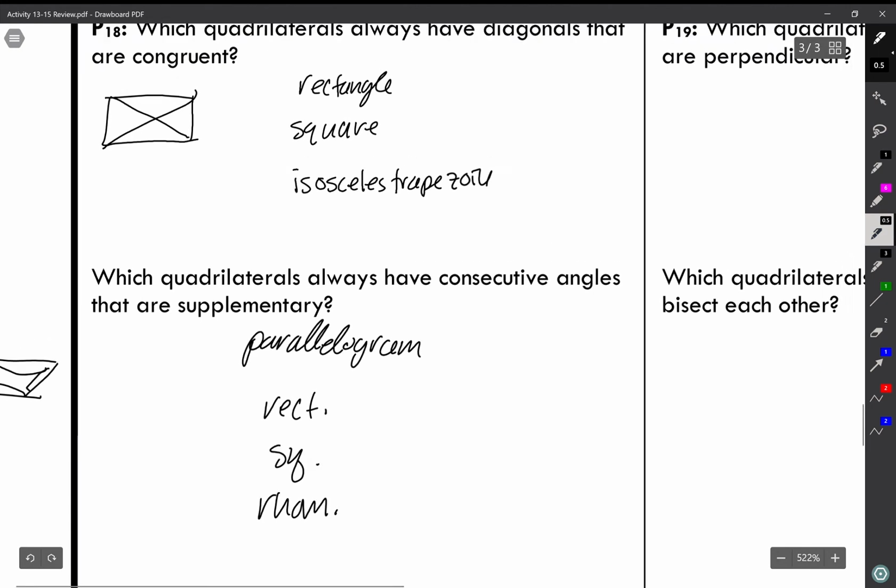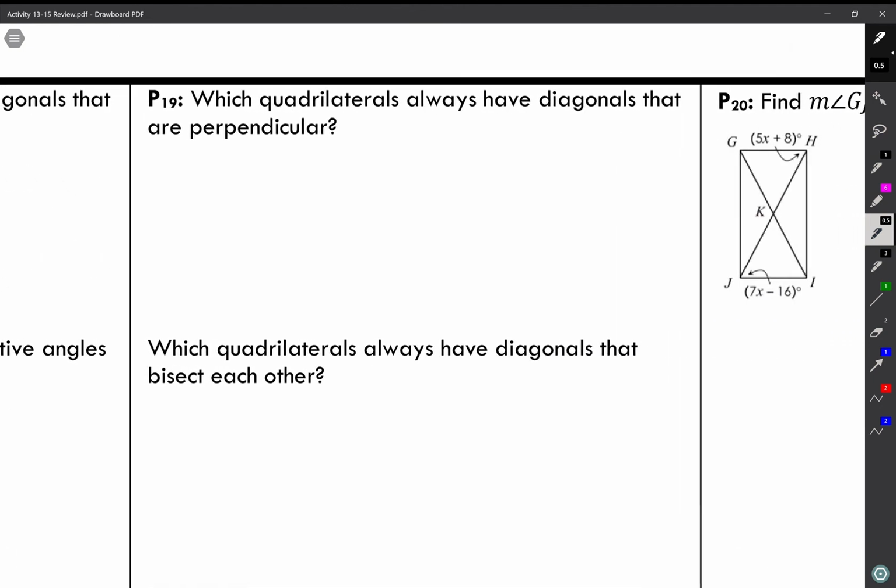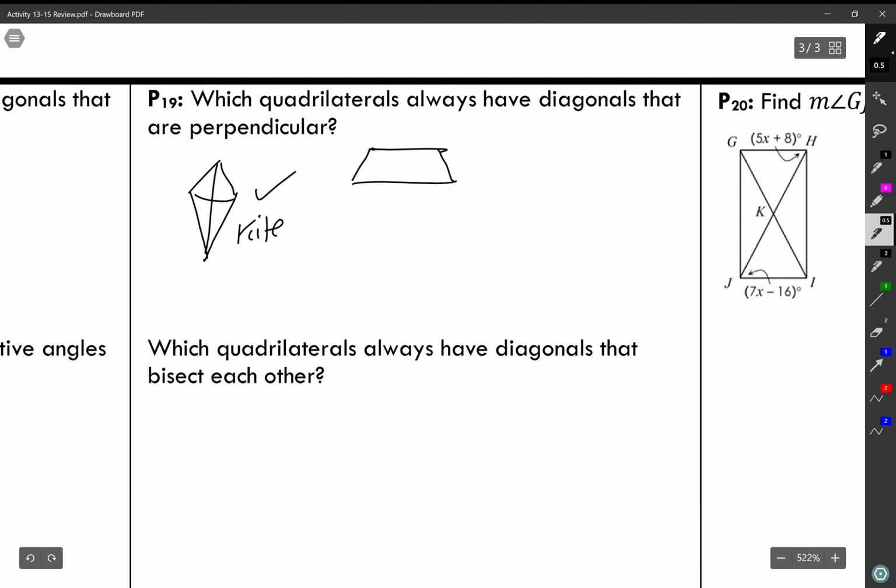I'm abbreviating now so we can get through this quickly. Which quadrilaterals always have diagonals that are perpendicular? Okay, let's check out the kites. Yes, so kite. How about trapezoid? No. If you find one example that doesn't work, then we can say it's not. How about parallelogram?